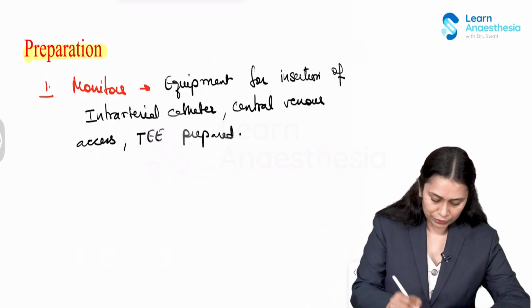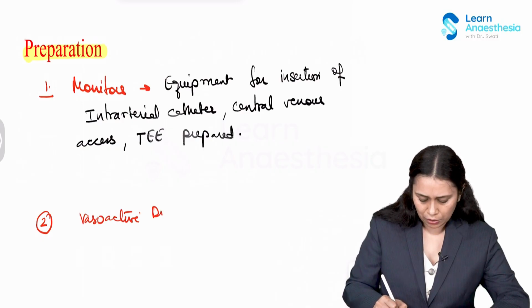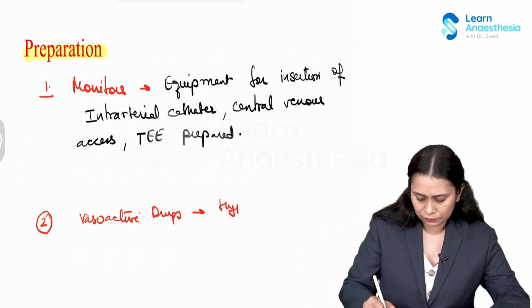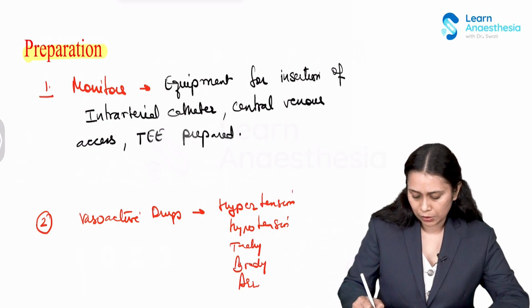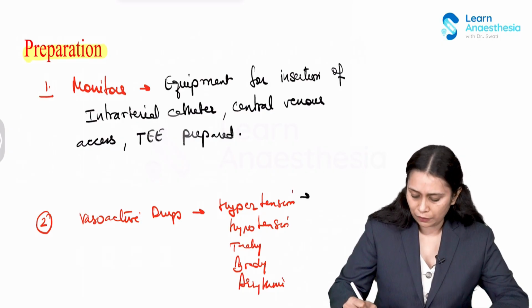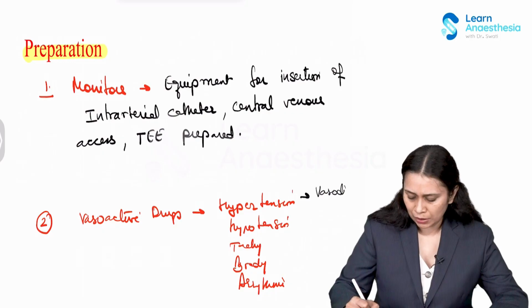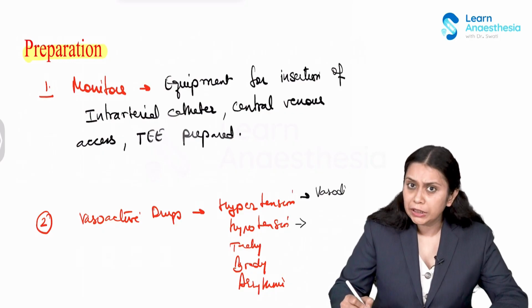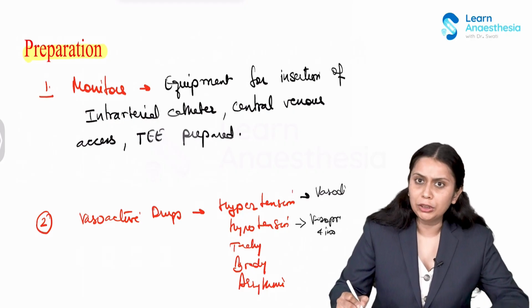Then vasoactive drugs, right? So vasoactive drugs to manage hypertension, hypotension, tachycardia, bradycardia, and arrhythmia. All the drugs should be prepared. So for hypertension, we need to prepare all our vasodilators, right? We should keep the vasodilators in hand, the NTG, the esmolol, etc. For hypotension, we need to have our vasopressors and inotropes ready, phenylephrine, noradrenaline, etc.